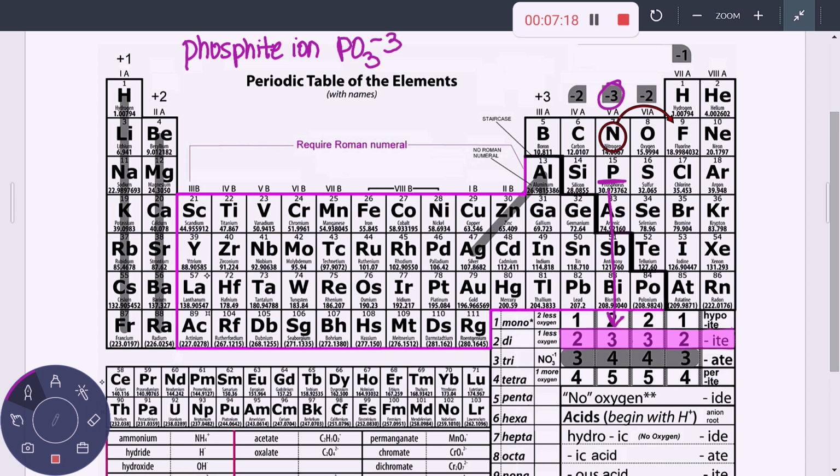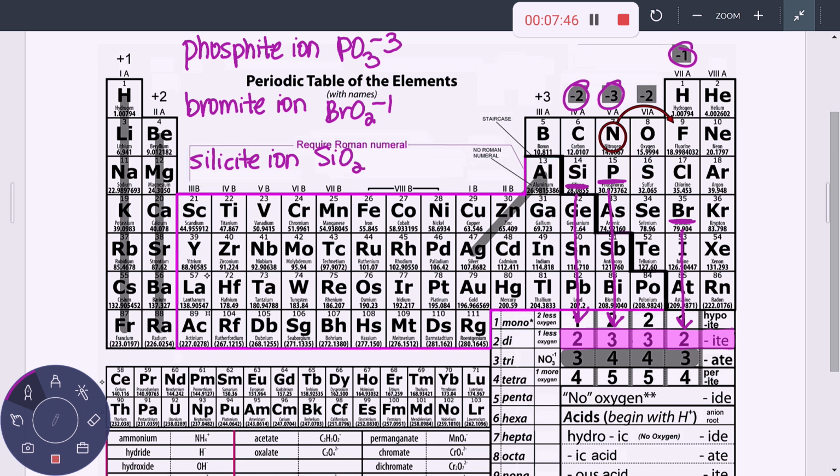If I'm looking at bromite, that would be bromine. Bromine is here, BrO2 -1. Okay, so if I have something like silicate ion, that's silicon, that's here, SiO2 -2. Okay, so that's why that -2 is above that group, because for the oxyanions like carbonate, carbonite, silicate, silicite, you can use that -2 charge to get the formulas, okay?